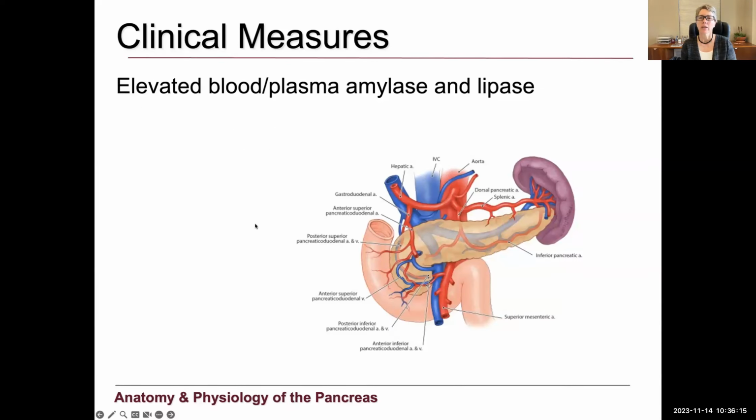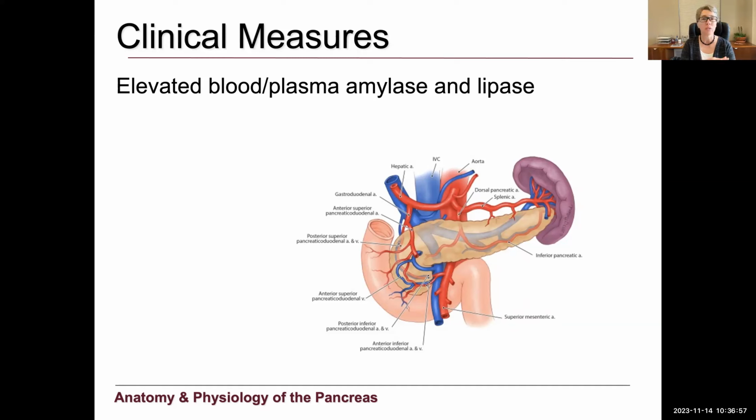All right, then we'll talk more about this in class, but there are clinical measures that we can use to measure pancreatic function, but nothing like the liver per se. So there's just one blood test, and what it does is it gives us an idea of whether or not the pancreas has become injured. And so if the pancreas becomes injured and we start to see those acinar cells release enzymes into the bloodstream instead of into the pancreatic duct, then we start to see a rise in blood or plasma amylase levels and lipase levels. So this is pancreatic amylase and pancreatic lipase.